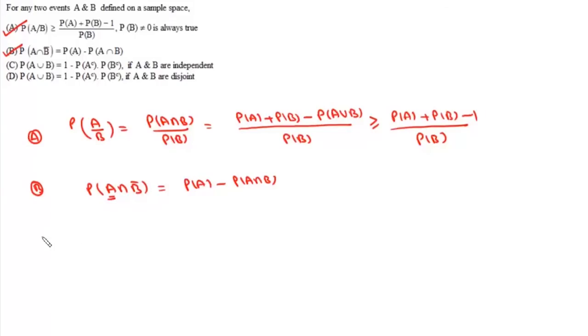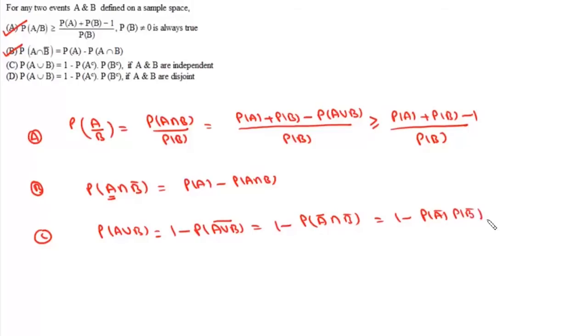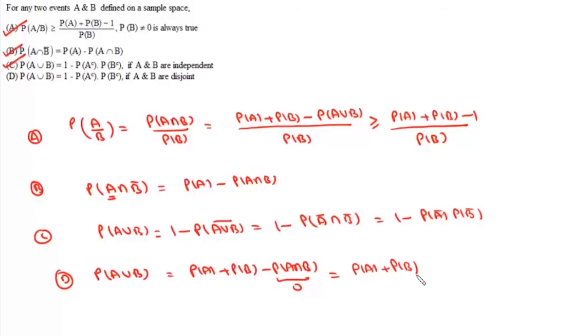Now if A and B are independent, then we can write probability of A union B as 1 minus probability of A union B complement, and this is 1 minus probability of A complement intersection B complement, and we can write this as 1 minus probability of A complement into probability of B complement. That means option C is also correct. Now what about option D? If A and B are disjoint, then we can write probability of A union B as probability of A plus probability of B minus probability of A intersection B, which in this case will be 0. So it will be simply this PA plus PB, and we cannot write it in this form. So the correct options are A, B and C.